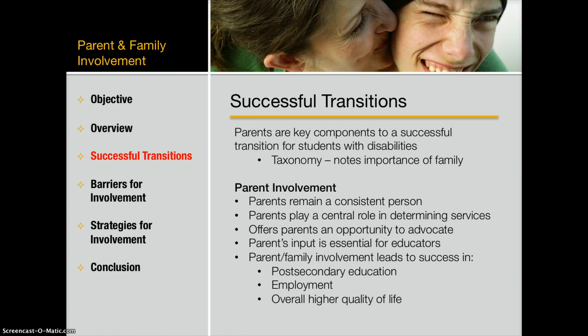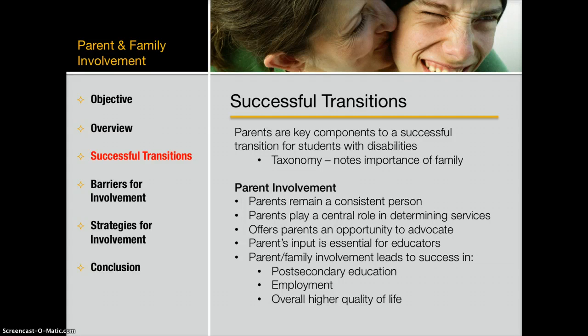One of the most comprehensive, research-based, and widely accepted frameworks for transition is the taxonomy for transition programming. The taxonomy draws on 5 key areas for success: transition-focused programming and outcome-oriented planning process. One of the key components is family involvement for student-focused planning.